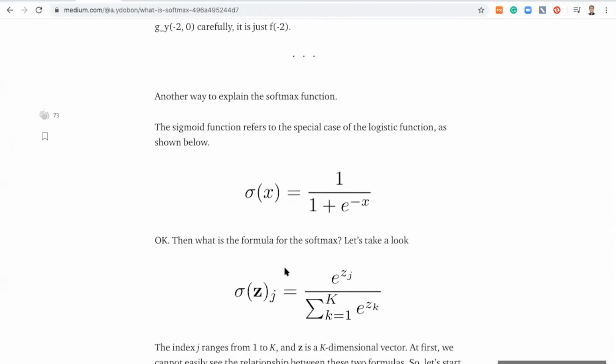So this is the softmax function, and I showed you the example of two variables, but actually it can be generalized into k variable cases. And if you add all these functions, you will always get 1. So it behaves like a probability.